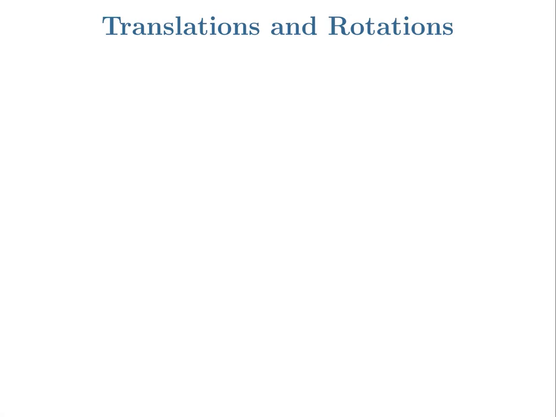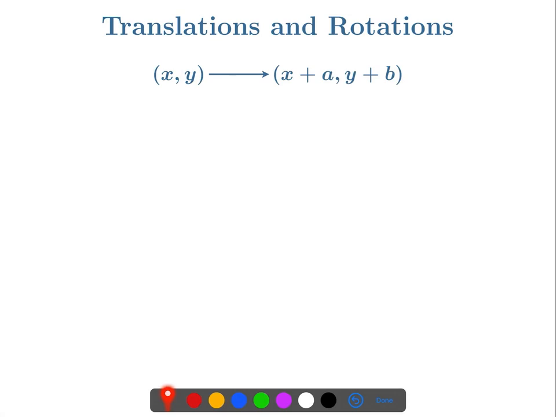This lecture is about translations and rotations, and this will be the main topic for the rest of the course. First, a translation will be a function which takes the point (x, y) to the point (x + a, y + b) for some a and b. So again, a translation is just going to replace (x, y) with (x + a, y + b), and it's going to do this for every point in the plane.